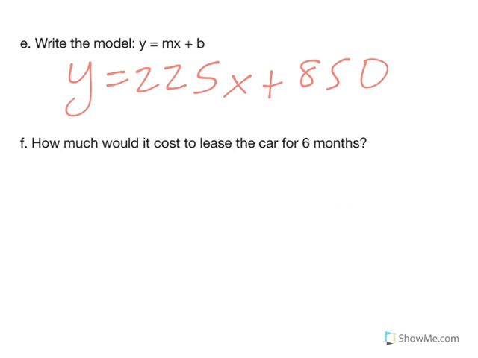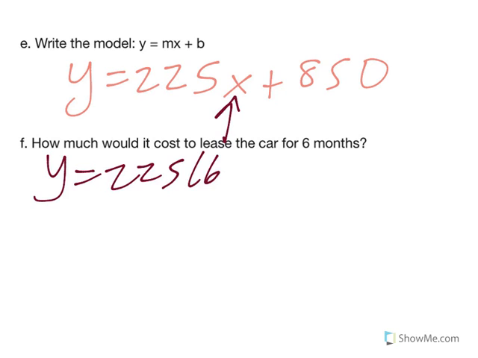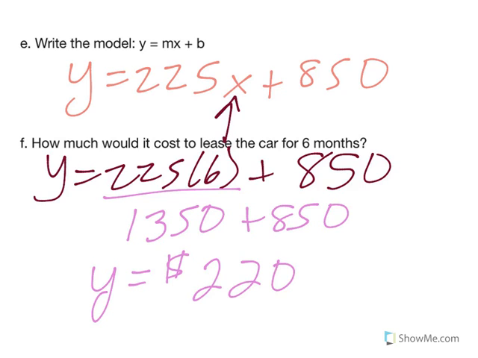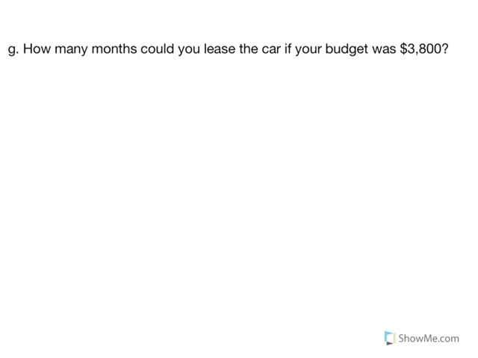All right, so let's get down to letter F now. How much would it cost to lease the car for 6 months? Well, months is X, so y equals 225 times 6 plus the initial cost of 850. Okay, so when I do the math, 225 times 6 gives me 1350 plus my starting cost of 850. So a 6-month lease will cost me $2,200. Right, so just in case you wondered.